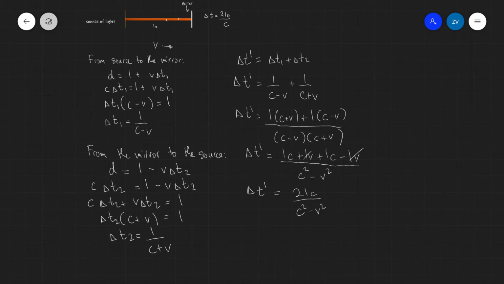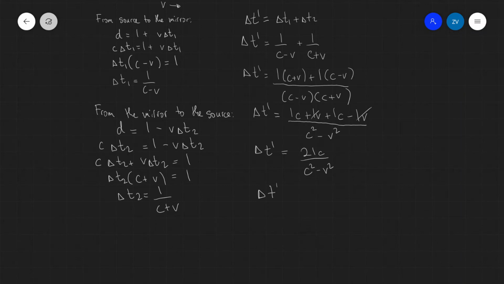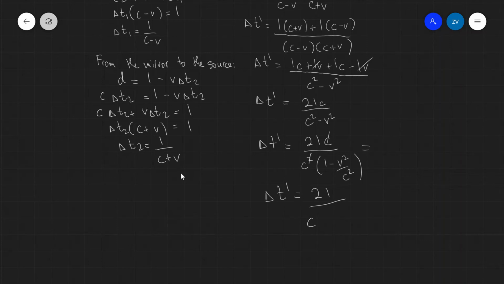We can probably cancel out that c. Let's take a factor of c squared out. So this will mean that delta t primed will be equal to 2Lc over c squared times (1 - v squared over c squared). You guys are probably already starting to recognize the gamma factor. And so delta t primed, let's write this down here, will be equal to 2L all over c times (1 - v squared over c squared).